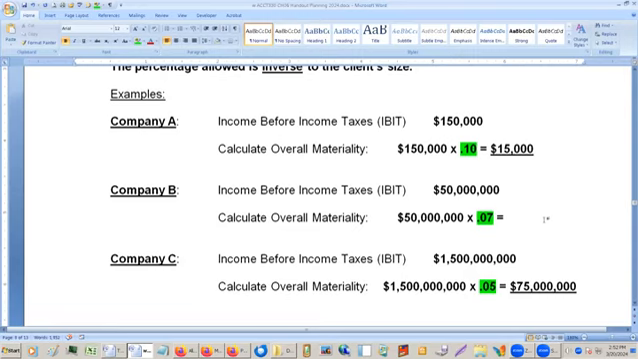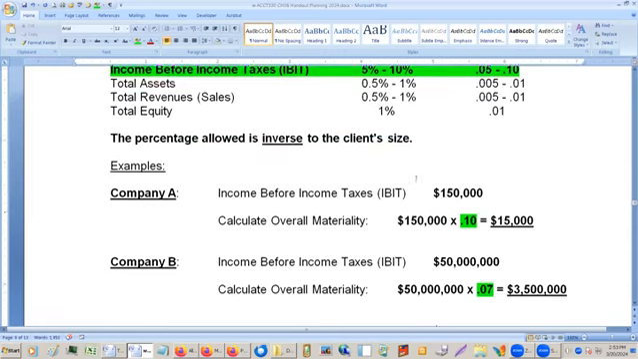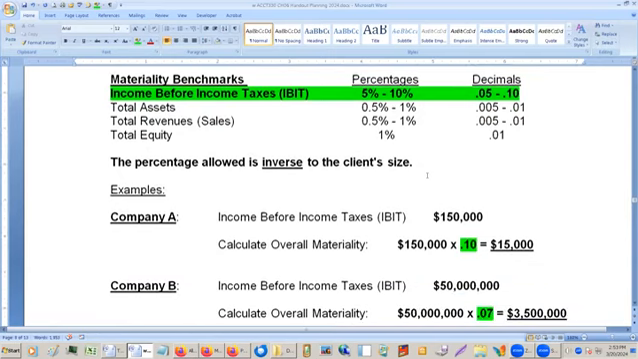3.5 million. All right, so for this one, maybe we go 7%. Is that right? Yeah, that'd be right, because 10% would be 5 million. So again, this is when we look at the dollar amounts. The dollar amounts of these is what we're looking at.